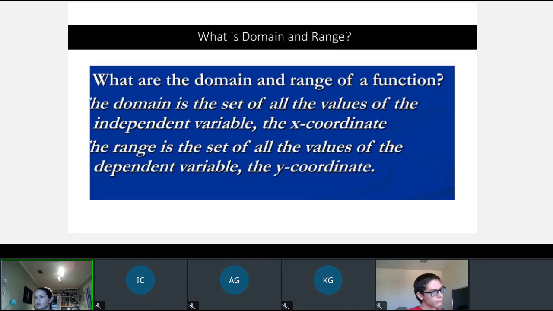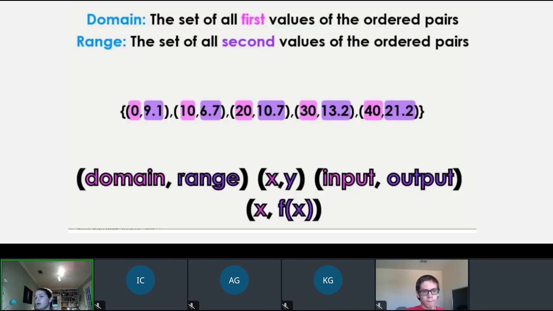So a quick little review. How does this relate to what we've been learning so far? The domain and range of a function. The domain is the set of all the values of the independent variable, or the X coordinate. The range is the set of all the values of the dependent variable, which is also the Y coordinate. So domain is the set of all first values of the ordered pair. The range is the set of all second values of the ordered pairs.